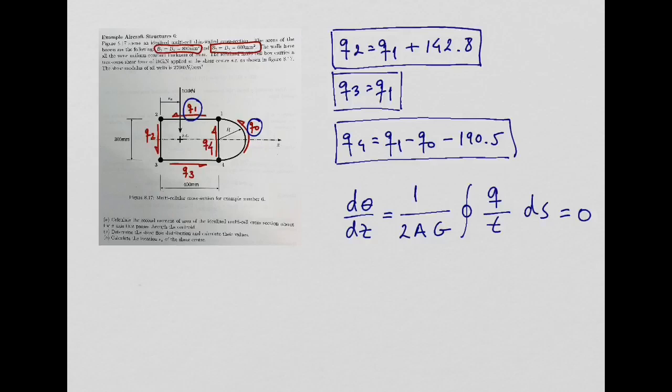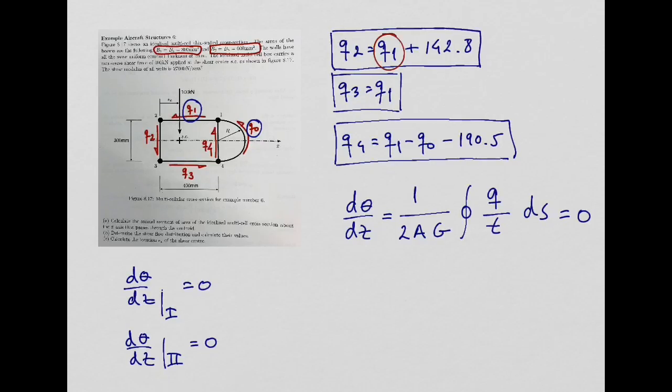And we are going to say something like this. The gradient of twist for cell number 1 needs to be equal to 0. One equation. The gradient of twist for cell number 2 needs to be equal to 0. Second equation. Why do we need two equations? Well, because we have two unknowns, which are Q1 and Q0. At the end, we will have two equations for these two unknowns, and then we solve the problem.